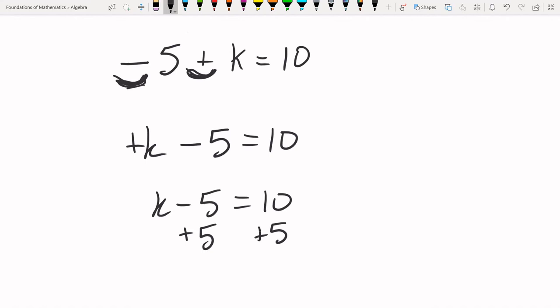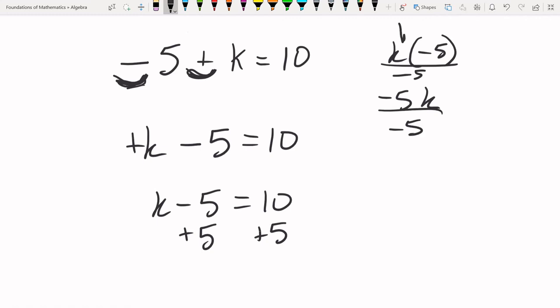This only happens when you're doing addition and subtraction. Multiplication and division, right? I could have k times negative 5 or negative 5k. Both of these are quite clear that it's multiplication here, and in both cases, to get rid of it, we divide by negative 5.